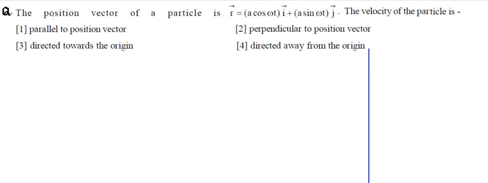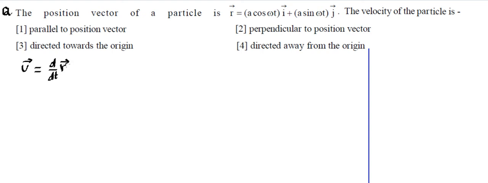Now let's see this question. It says the position vector of a particle, r vector, is given by this expression. We need to talk about the velocity of the particle. We know that if the position vector is given, then velocity is given as d over dt, that means differentiation or rate of change with respect to time, and this has to be applied on r vector, that means on the position vector.